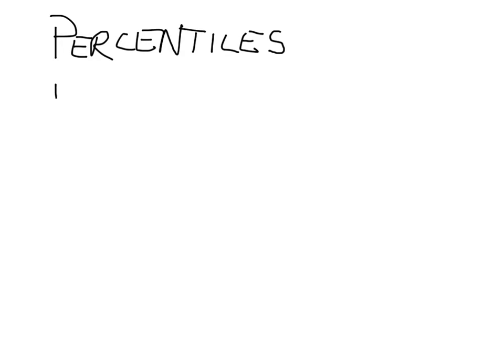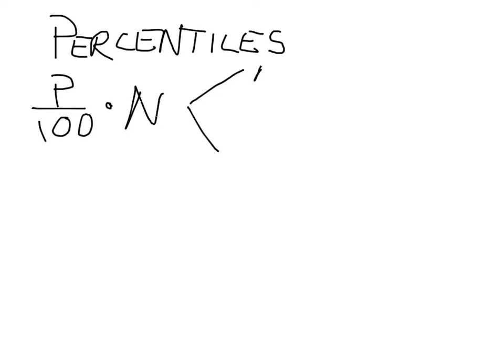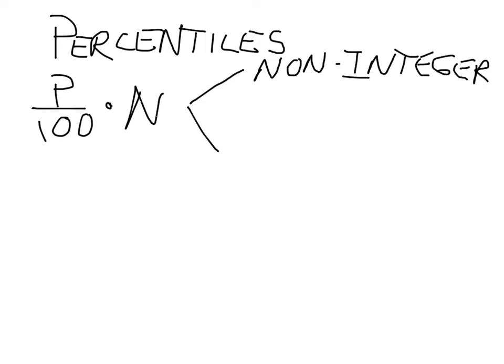So we know from our web text that we have to do a couple of steps when we do our percentiles. So you're going to take the value of the percentile, we're going to call that P, over 100 times N. Now one of two things can happen. Alright, you'll either get a non-integer or you will get an integer.